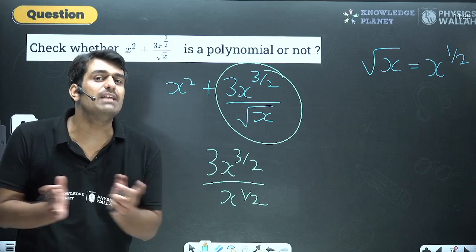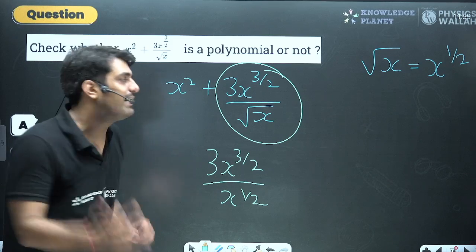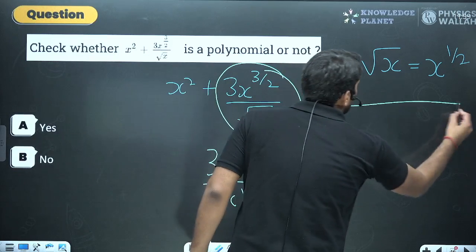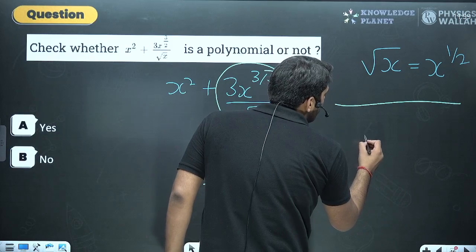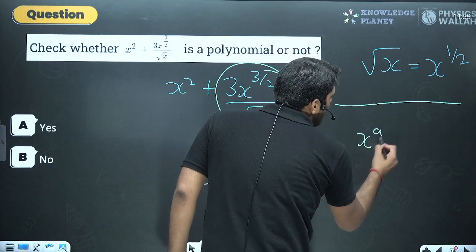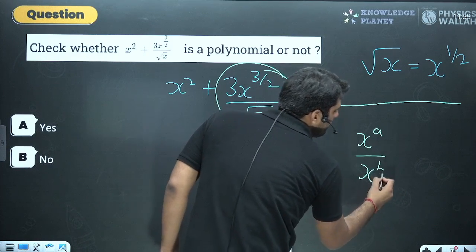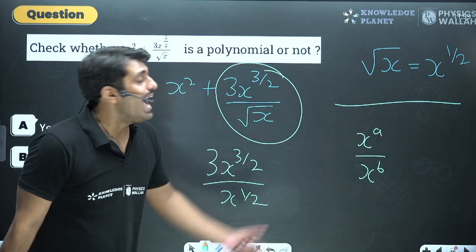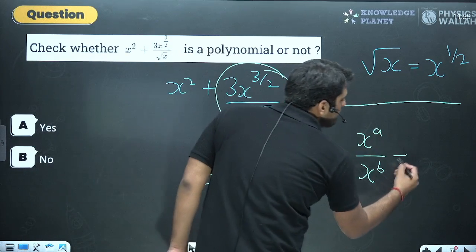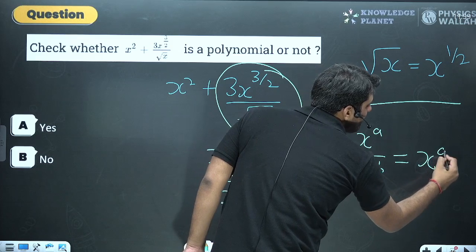So what happens with the power? The powers get subtracted. If you don't remember, let me rewrite for you. We have x raised to the power a upon x raised to the power b. Two numbers are in division having the same base. In that case, the powers get subtracted. It will be x raised to the power a minus b.